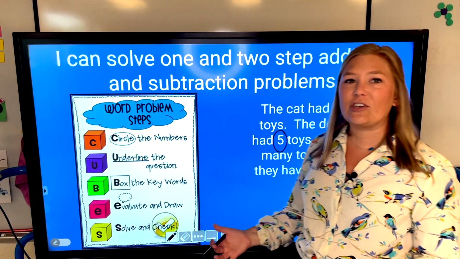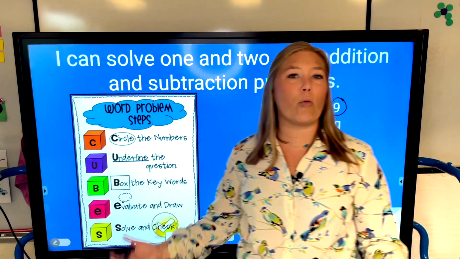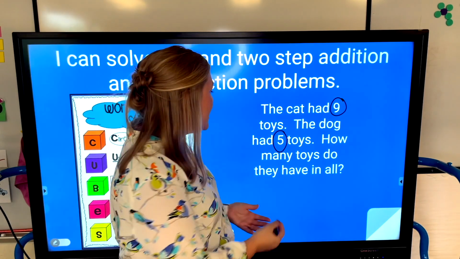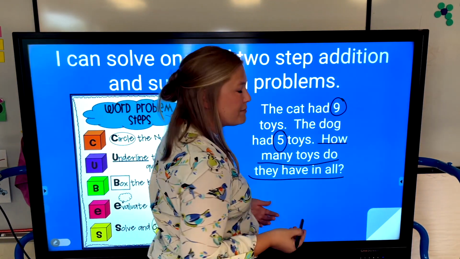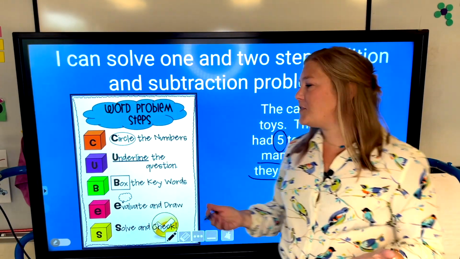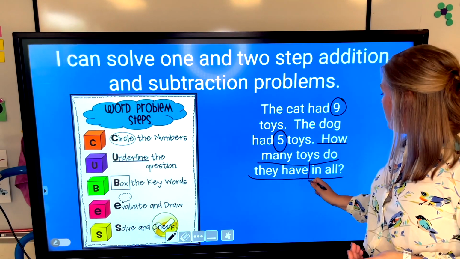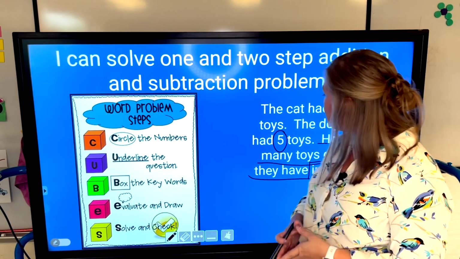I know it's our question because it starts with that word how. They might start with why or what. And it also has a question mark at the end. So I can underline where I see my question. And then next it says to box out those keywords. So I noticed that maybe an important word or important words is in all. This is telling me whether or not I need to add or subtract.